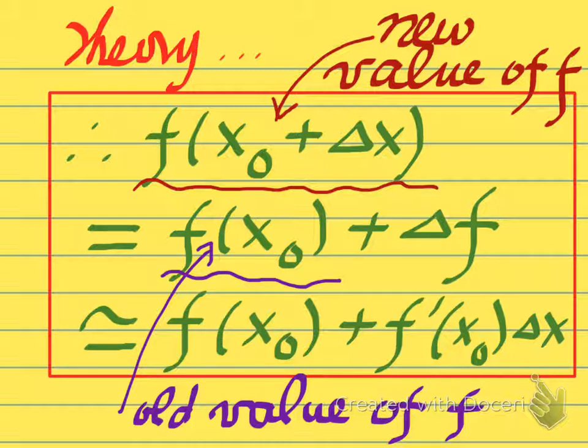And next, we are going to formulate the only result for this lesson 27. The result is that the new value of f, indicated by f at x0 plus delta x, is exactly equal to the old value of f, namely f at x0, plus the increment in f, which according to our result just now is approximately equal to the old value f at x0 plus the product of f prime x0 and delta x. Guys, can you follow? So far so good.